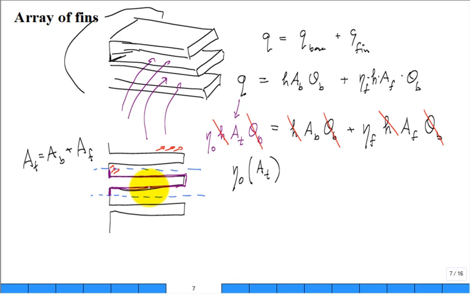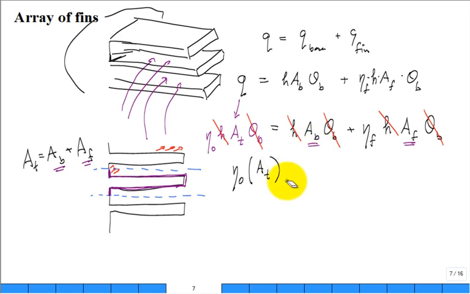See what I'm struggling with? I was trying to say, this is what the fluid sees of the exposed base, and that base is at T_B. Then this is all the area that the fluid sees for the fin, and it's not at the same temperature. So this is a combination of A sub B and A sub F. Here's my A sub F, here's my A sub B.